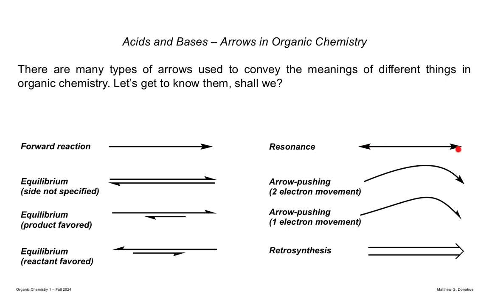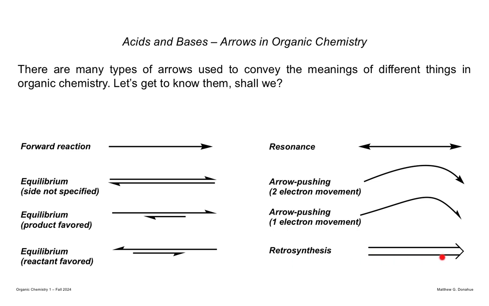Resonance is this double-headed arrow. For arrow pushing, showing the movement of electrons, notice these two. See that? We call that a double-headed arrow. That means the movement of 2 electrons. This fishhook-looking one-sided arrow is the movement of 1 electron. So it's subtle, but just pay attention. When we get to module 4, that's when we'll start using this fishhook arrow for single electron movement.